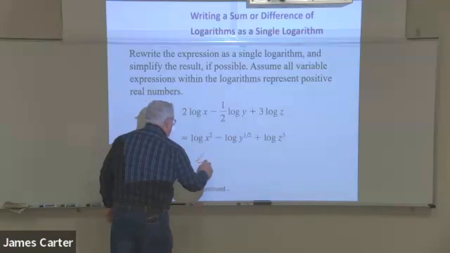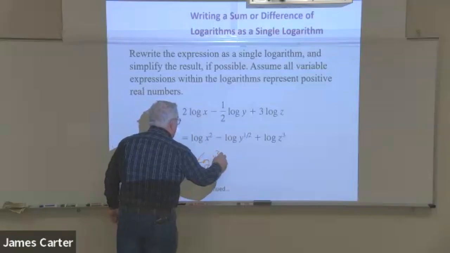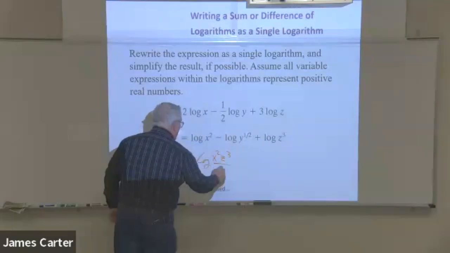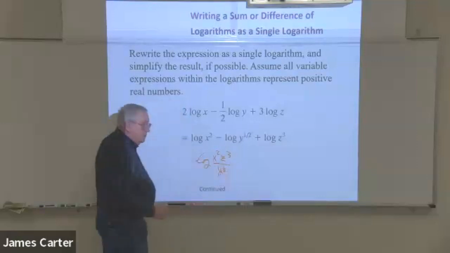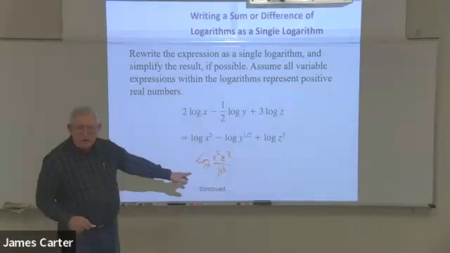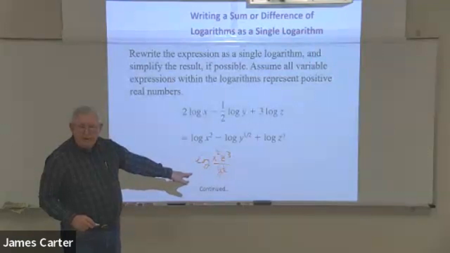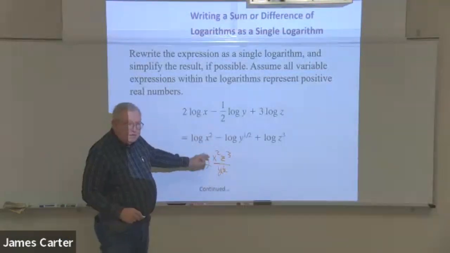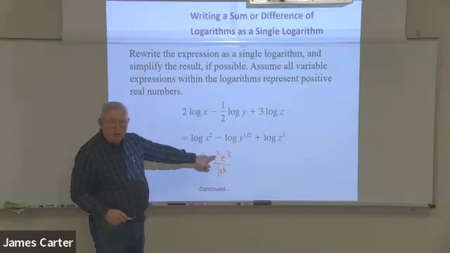So I would have you just simply put log x squared z cubed over y to the 1/2. Is there any reason not to go straight to that? If it's a minus, it's got to be in the denominator. If it's a plus, it's got to be in the numerator.